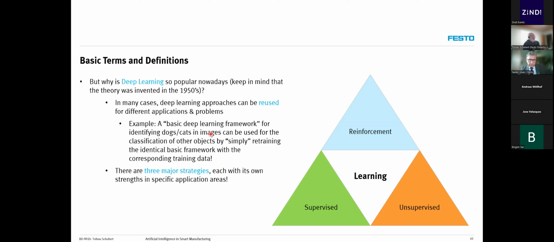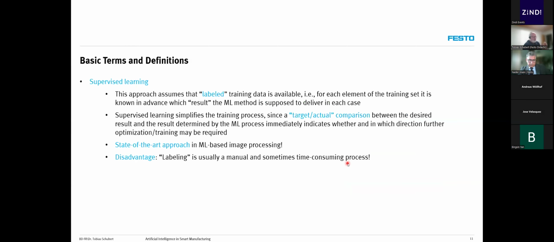And another thing one should know is that we have three major strategies, which are called supervised, unsupervised, and reinforcement learning. Depending on your application, one of these three strategies fits best, and often is really the first choice you should take, helping you to successfully implement machine learning or AI, if you want to call it AI. Maybe some words about these different strategies.